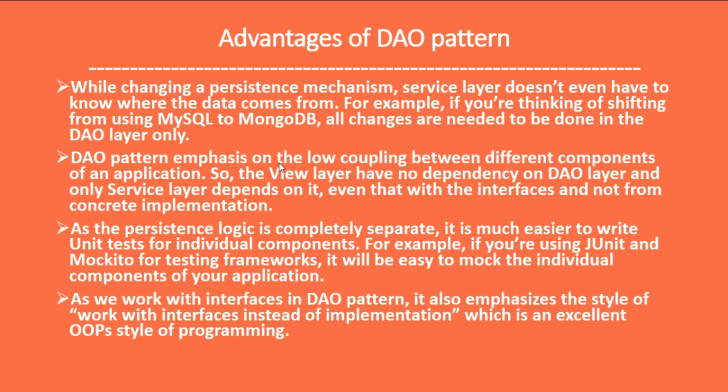The DAO pattern emphasizes low coupling between different components of the application. The view layer has no dependency on the DAO layer, and only the service layer depends on it. The service layer only depends on the interfaces and not on the concrete implementation. I have shown you in the example: we have a user DAO interface which exposes all the CRUD DAO operations, and we have a concrete user DAO impl class which implements all the user DAO interface methods. And in the user service class, we just use the user DAO interface to interact with the DAO layer.